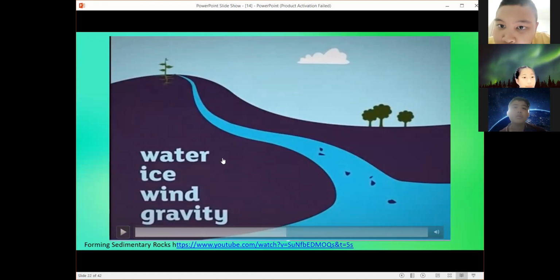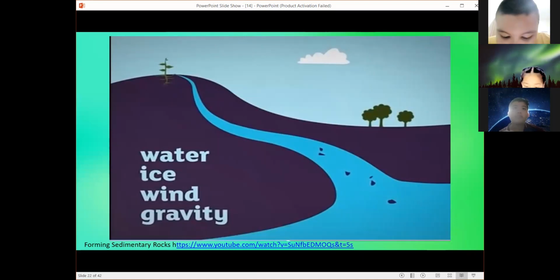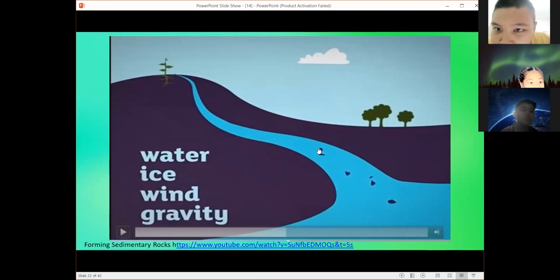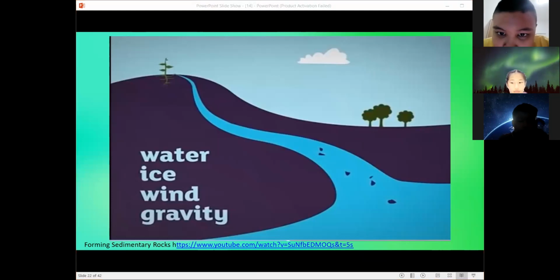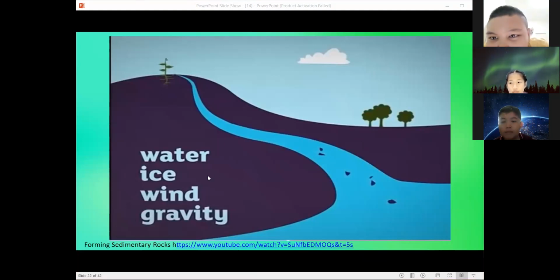So this is another thing that I want you to understand. This is the transportation of these sediments. So what do you call these little things here? Anybody who can tell me what do we call these tiny things here? Sediments.